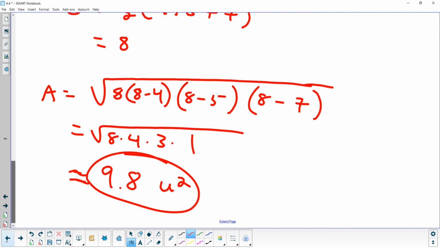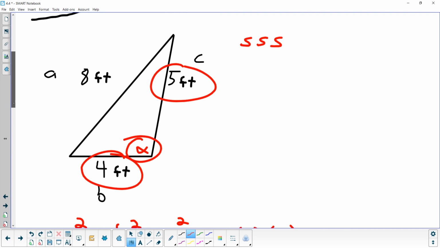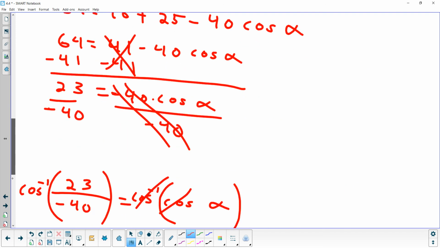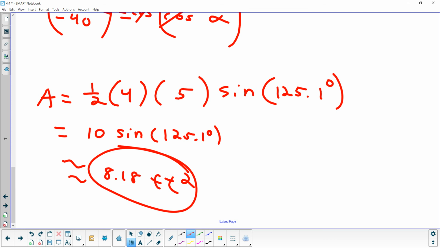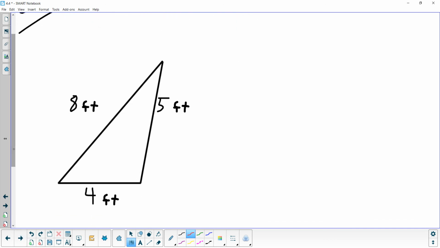All right, now I want to do the same problem that we did here, where the sides are 4, 5, and 8. We already know the area should be 8.18. So let's check it now, but we're not going to use law of cosines. We're going to just use Heron's formula. Raven, what is my semi-perimeter here? 8. How did you get that? What did you do?